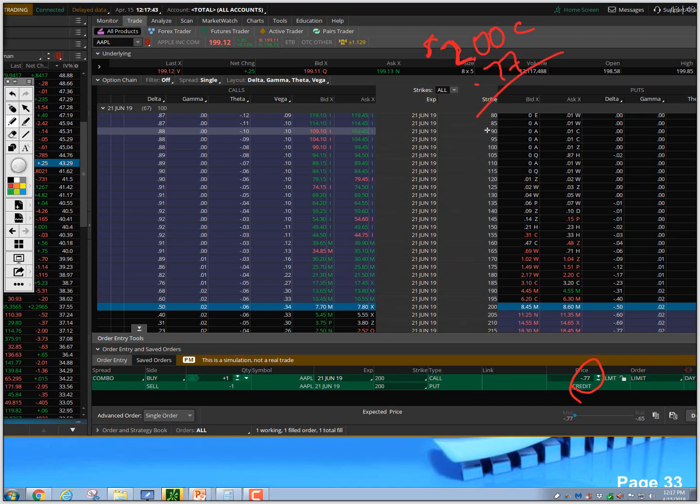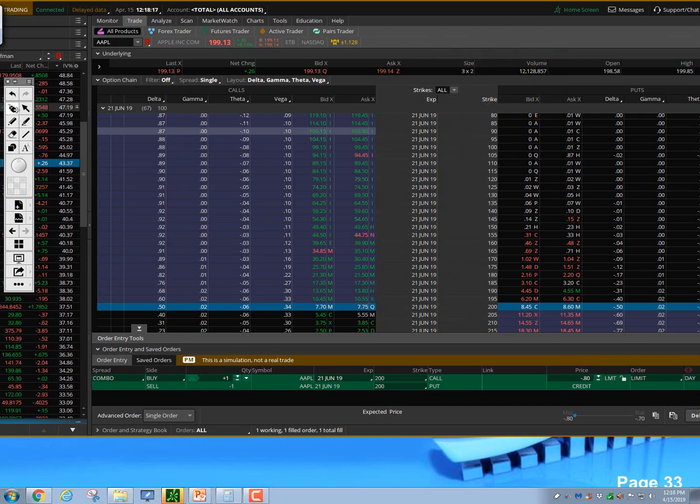Now our break even is going to be trading 223. So when it's trading 220, subtract this out. It's the $200 call. Let me start all over here. I got a little ahead of myself.